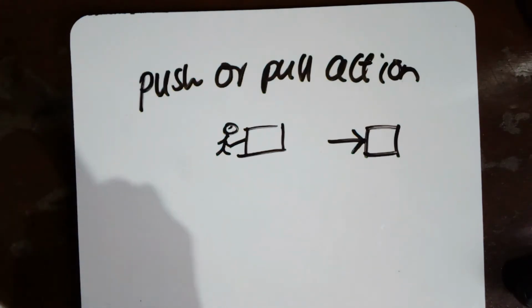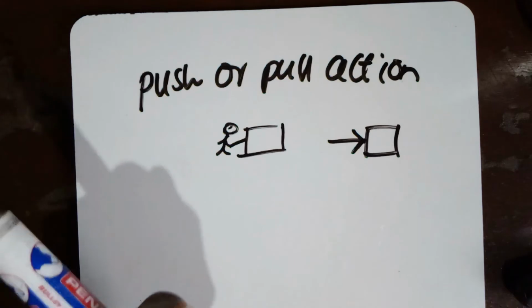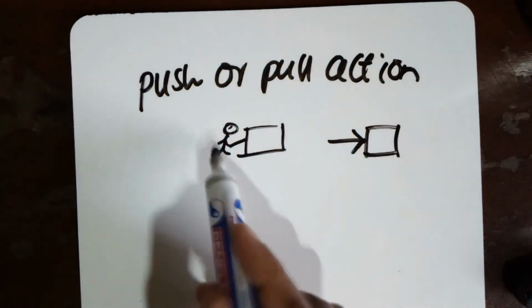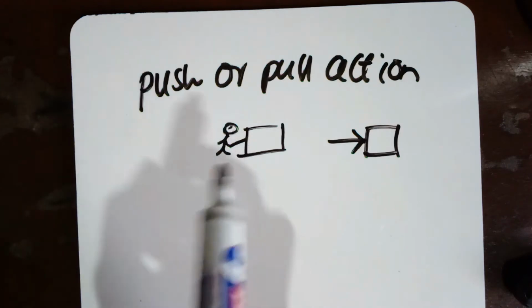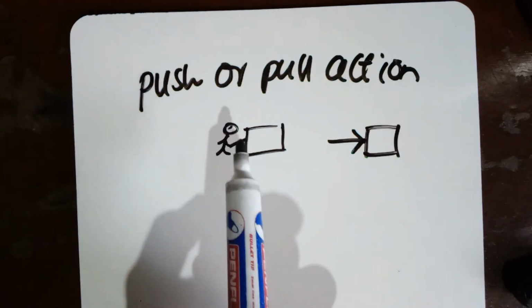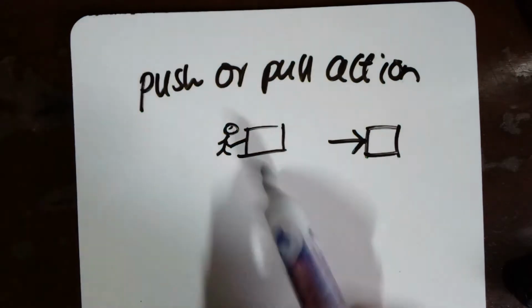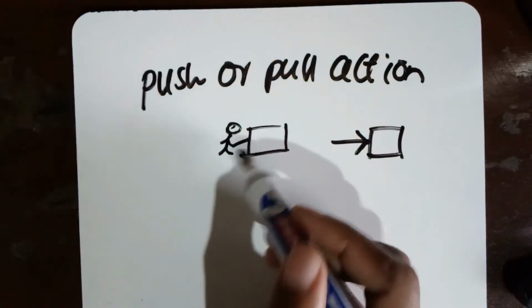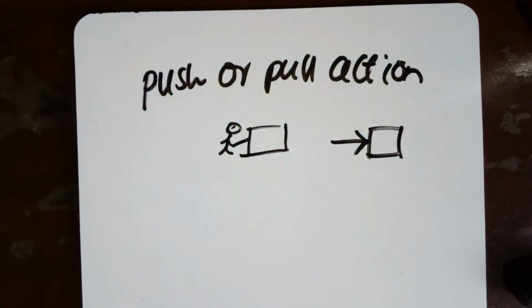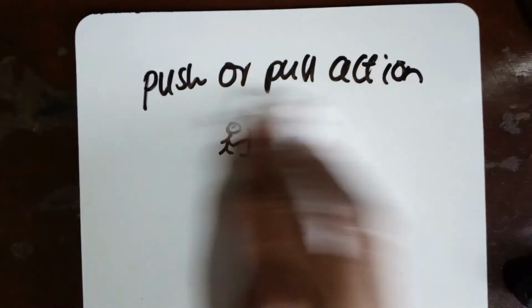Like I mentioned, a push or pull action exerted on an object by another object. So you are an object and you're exerting this push or pull action on an object, and this action can happen when two objects are in contact, or when they are not in contact. If the two objects are in contact, we say you are applying a contact force. And if the two objects are not in contact, you are applying a non-contact force.